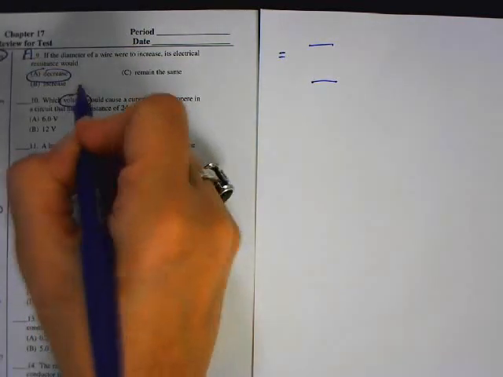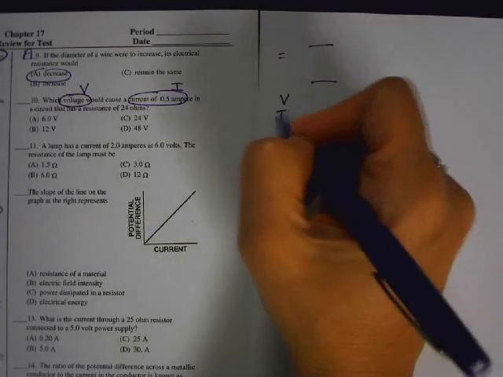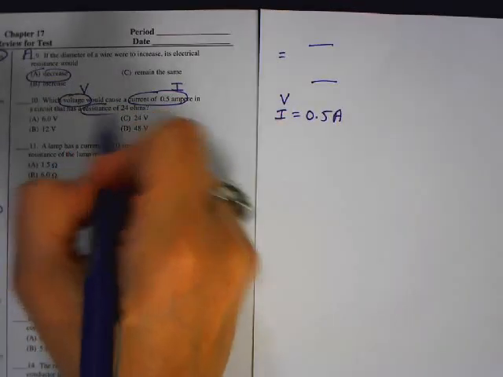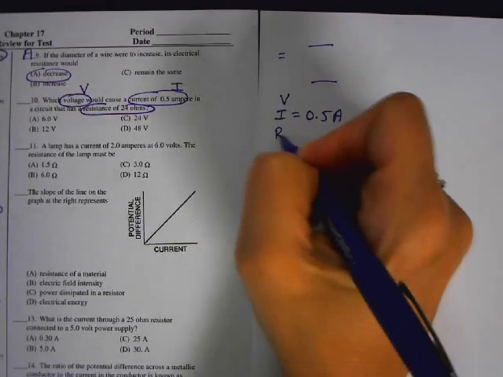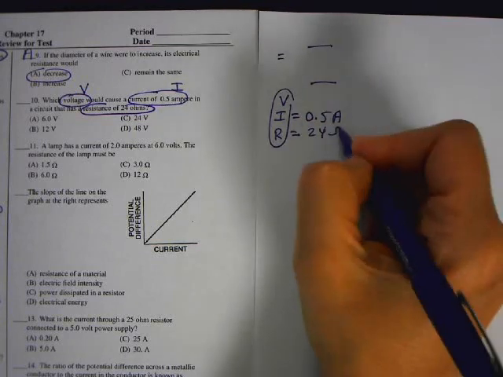Number 10, which voltage would cause a current? Do you see how when I'm reading the problem, I'm chunking it? Every time I read a value, I'm figuring out what that is. Now on the test, you would just write V, I is equal to 0.5, and then a resistance of 24 ohms.